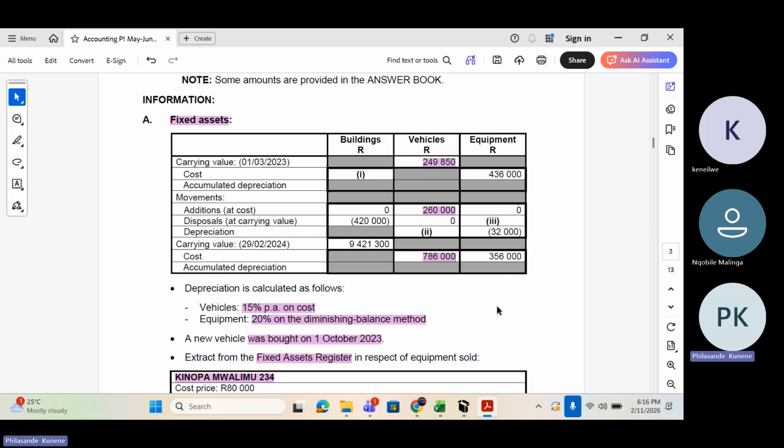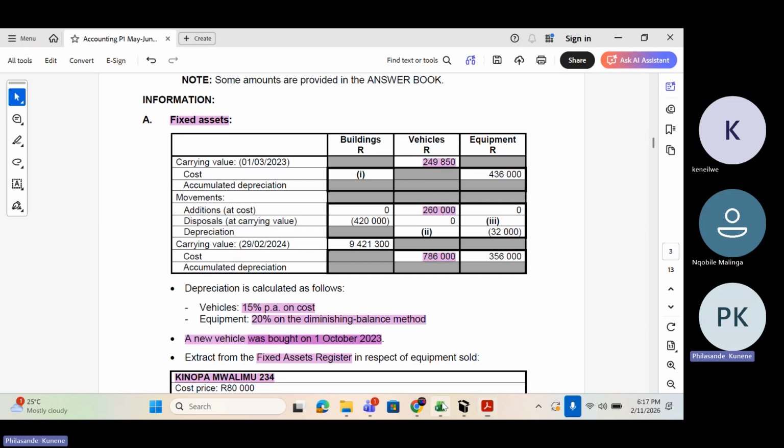I always say to you guys that because we purchased, they are saying here a new vehicle was bought on 1 October 2023. So what does that mean? We need to start calculating a depreciation of a vehicle that is new. If there was a vehicle that was disposed, we're going to start with what was disposed, especially for the equipment, since we know that there is an equipment that was disposed. So which means now I am going to do my depreciation for the vehicle that was disposed first. Those are the things that we should be aware of.